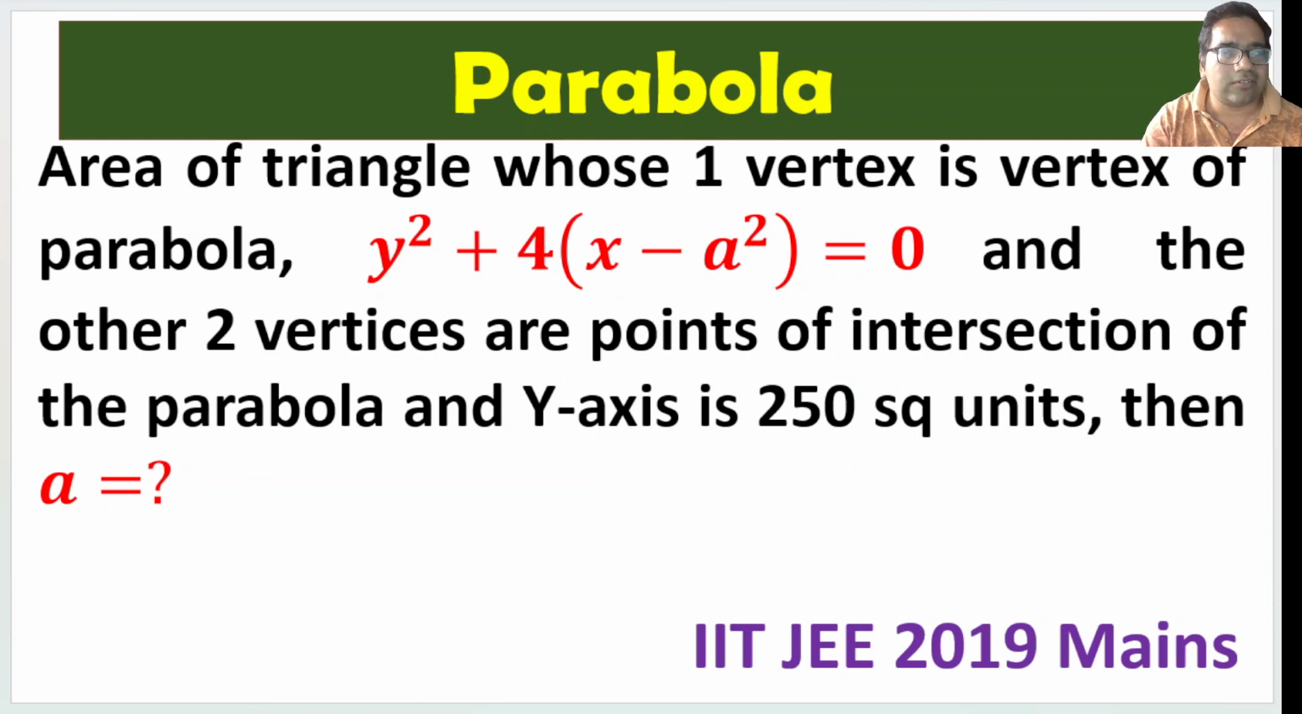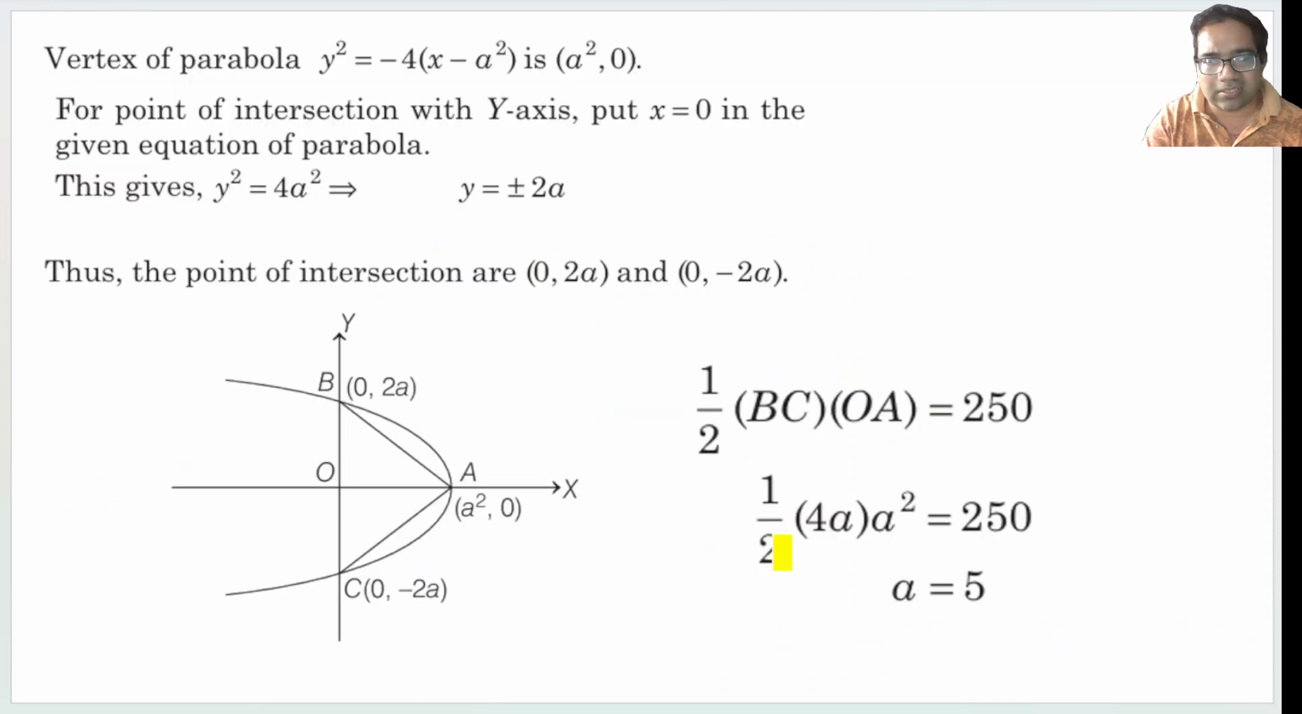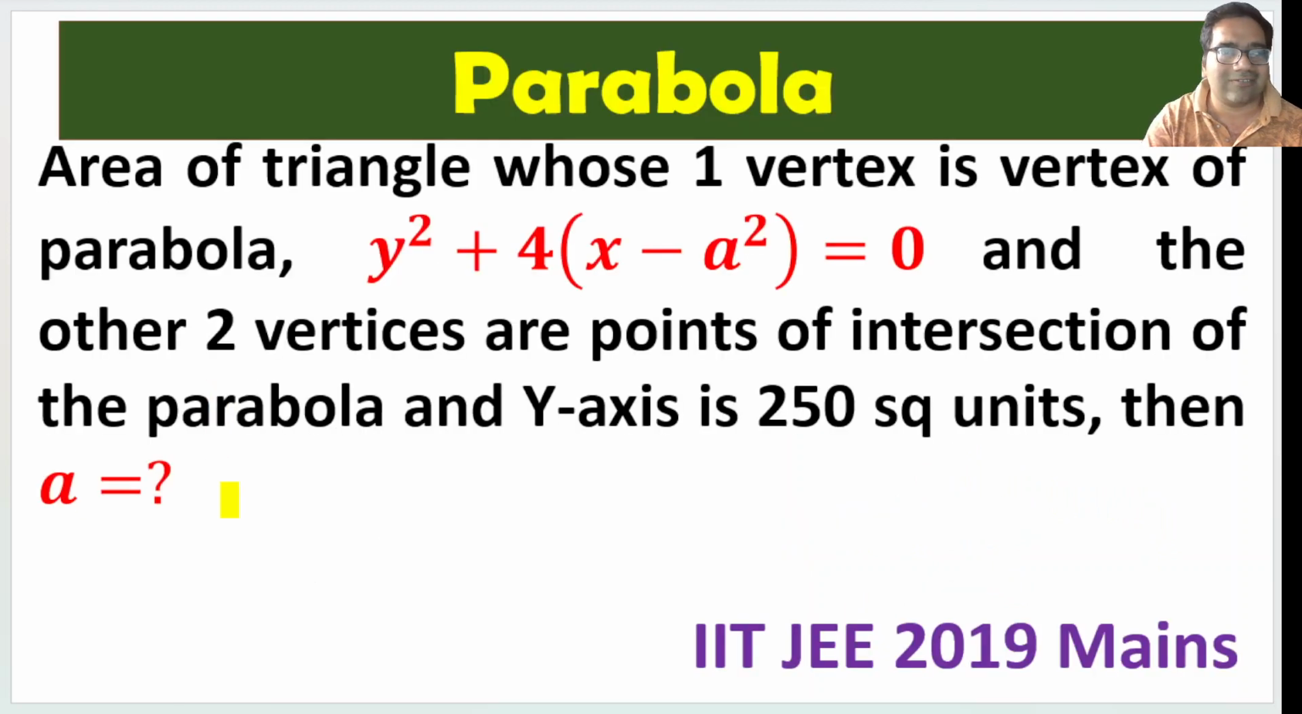And what is a? So then what becomes of this? We can cancel: 2 goes 2 times and 2 goes 125 times. So a cube equals 125. Obviously a equals 5. So the answer is a equals 5.